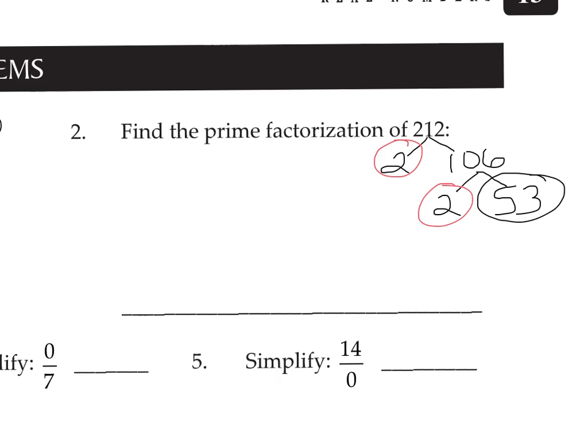it is prime. So 212 is equal to 2 times 2 times, not 20, let's see if I can erase that. Yeah, there we go. 53.